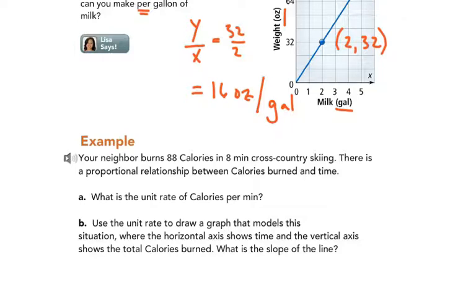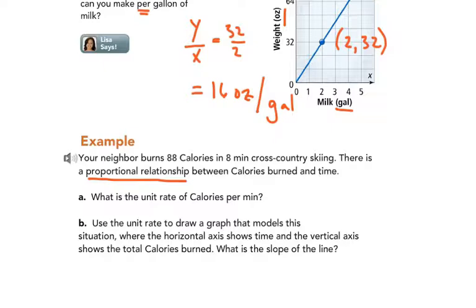So that means that since it's a proportional relationship, if we take a look at this graph up here, this is proportional because it goes through the origin and it's a straight line. So this one is also a proportional relationship, and therefore we can find the unit rate by doing the y divided by the x. So calories per minute here is 88 calories over 8 minutes.